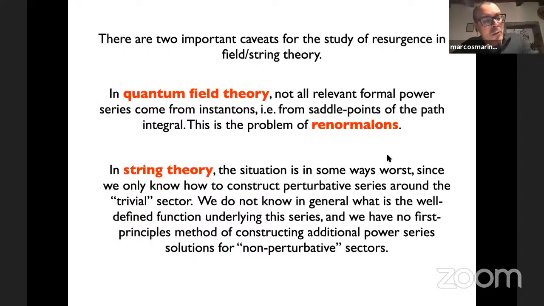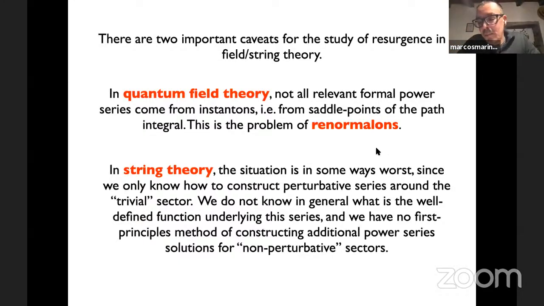In quantum mechanics, we know, for example, that for the series with which I started my talk, the series associated to the ground state energy of the quartic potential, we know what is the non-perturbative object behind this series. I mean, it's the ground state energy of a Hamiltonian, which is a well-defined object in quantum mechanics. But in string theory, we don't really know what is the non-perturbative definition of the theory. So we don't really know what is the actual function behind our perturbative series. And this makes things, in a sense, also more difficult.